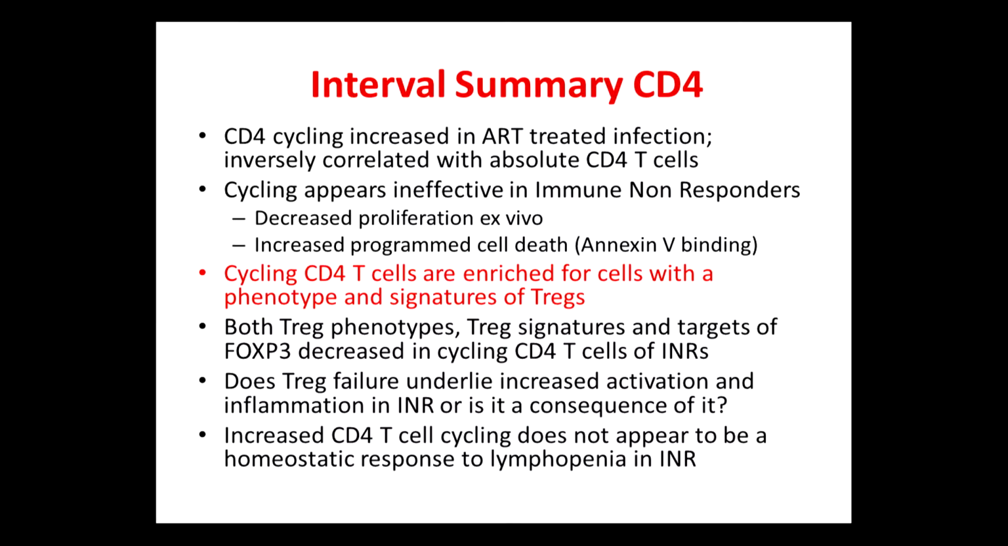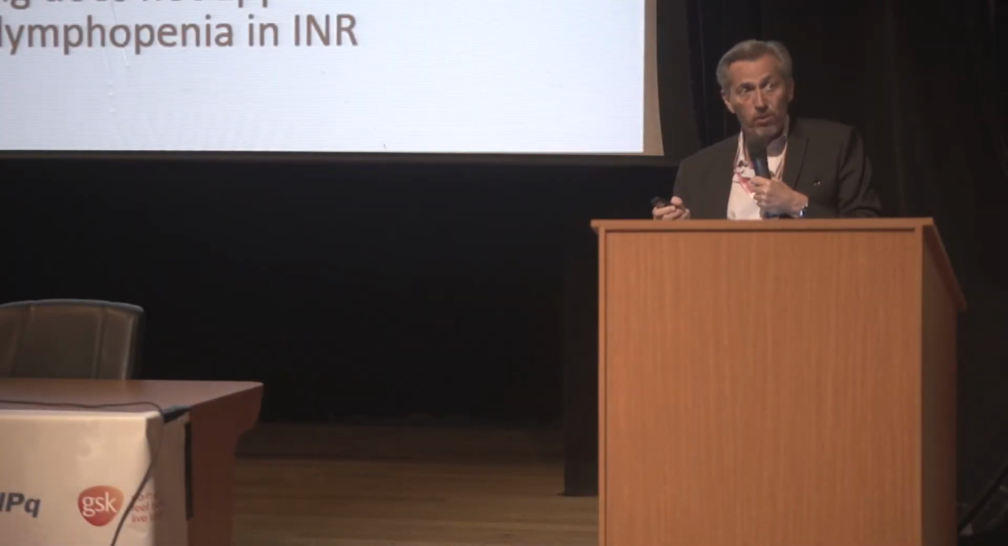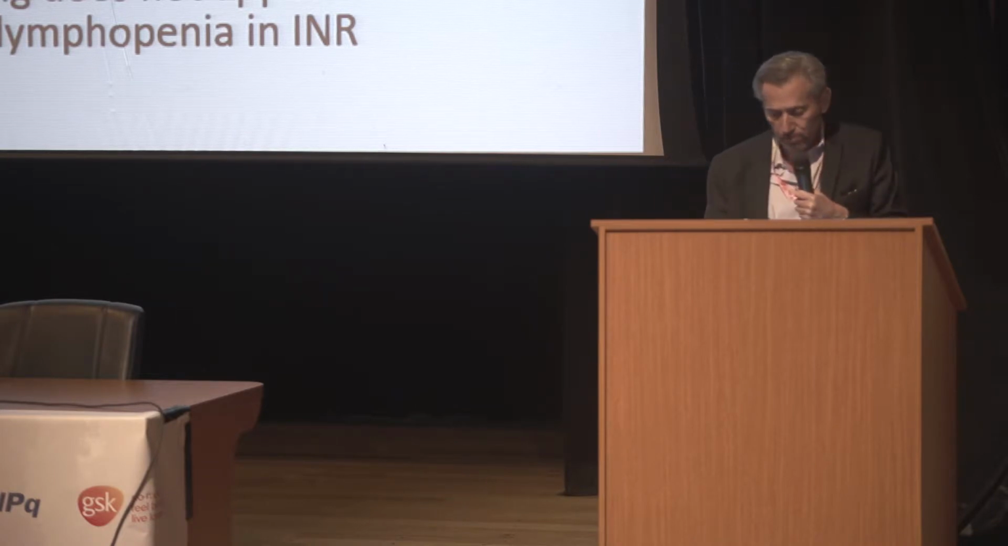We can't say so from these data, but we're interrogating some of the functional aspects of these cells as we speak. But I think one thing we can say, and I think we can say this comfortably, is that the increased CD4 T cell cycling in immune non-responders does not appear to be a homeostatic response to lymphopenia in this population. I think that's the question we set off to answer, and I think we did answer it.